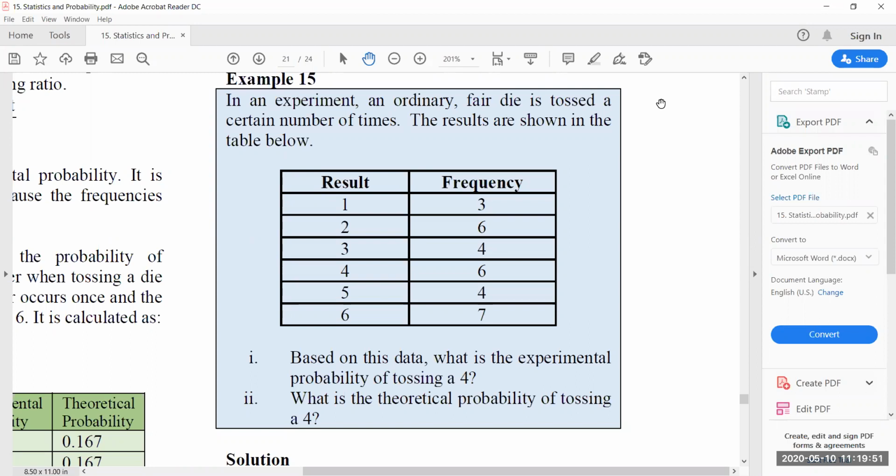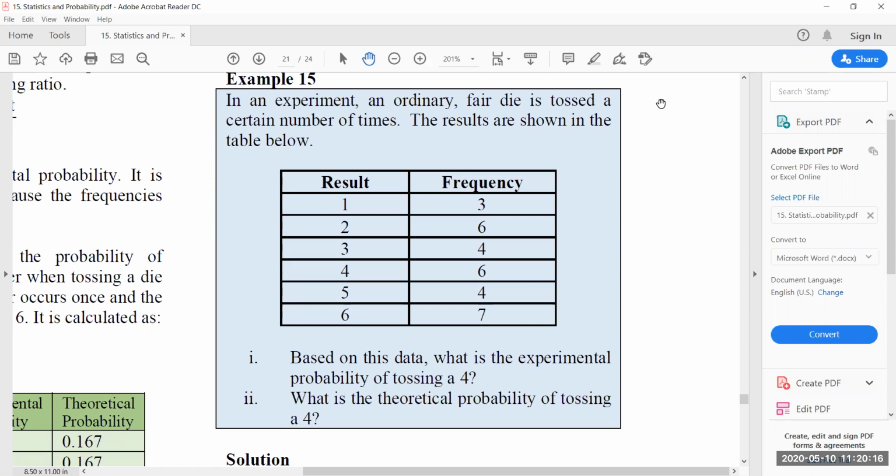One fifth. Yeah, how you get that? Divided by 6. Okay, so here we are seeing terms such as experimental probability and theoretical probability.